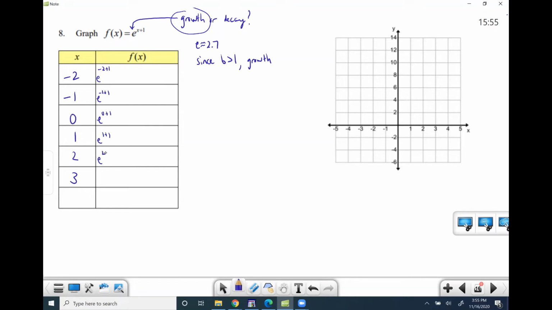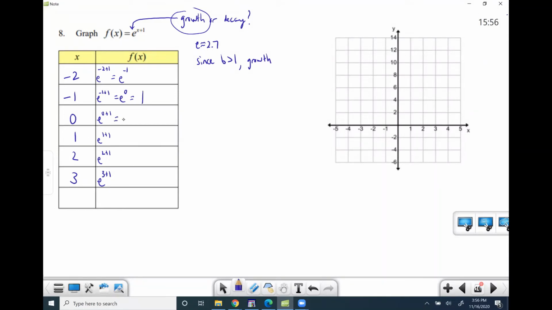1, 2, 3. So this will just be e to the -1. This will be e to the 0. Oh, we can do that one by hand. What's e to the 0? Which is 1. Yep, 0 power is 1. Nice, you guys.